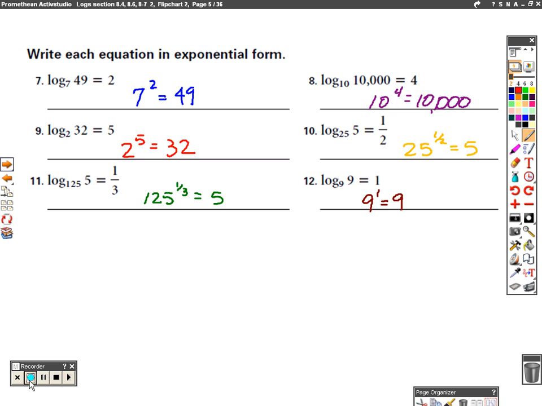All right, so the answers are here. We got 10 to the 4th equals 10,000. 25 to the 1/2 power equals 5, right? Square root of 25. 9 to the 1st power is 9. 125 to the 1/3, so the cube root of 125 is 5. And 2 to the 5th is 32. If you have questions or confusions about why any of those are the answers, please write down your questions right now so you can bring it up tomorrow in class.